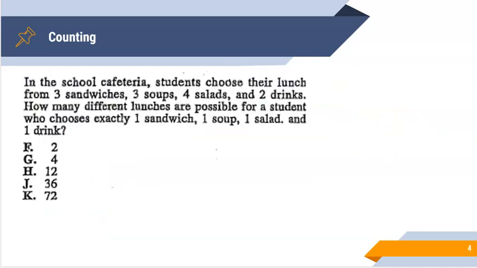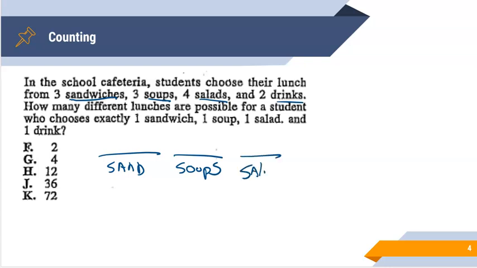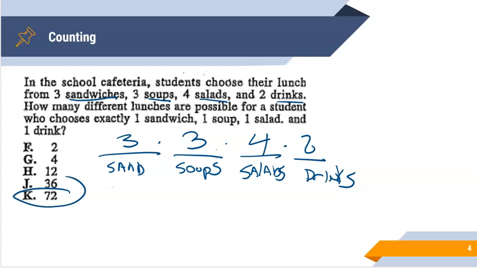So let's look at an ACT question. We're talking about salads and dishes at the cafeteria, and it looks like we have a couple different choices. We have sandwiches, soups, salads, and drinks. Well, there's 3 different sandwiches, 3 different soups, 4 different salads, 2 different drinks. If we multiply those together, we would have 72. That's the way this counting works. It's kind of like we're counting without really counting.